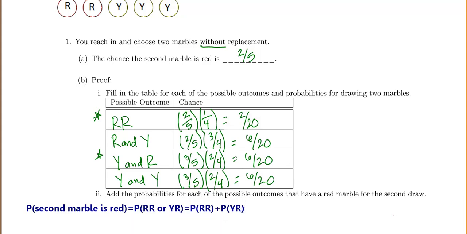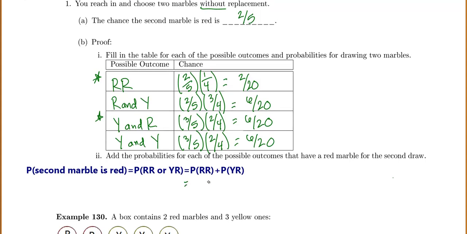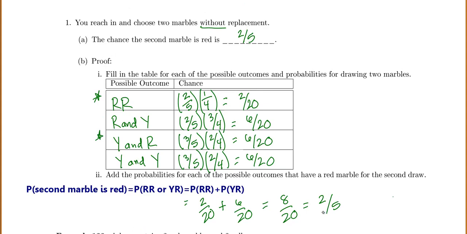So if I add up each of those probabilities, the probability of red, red would be 2 out of 20. Probability of yellow, red is 6 out of 20. When I add this up, I get 8 out of 20. If I divide the top and bottom by 4, that does give me 2 out of 5. And so you can see that we proved that even though we are drawing our marbles without replacement, if you don't know anything about the first marble, then the chance that the second marble is red is going to be just our unconditional probability of 2/5, or kind of our original probability.